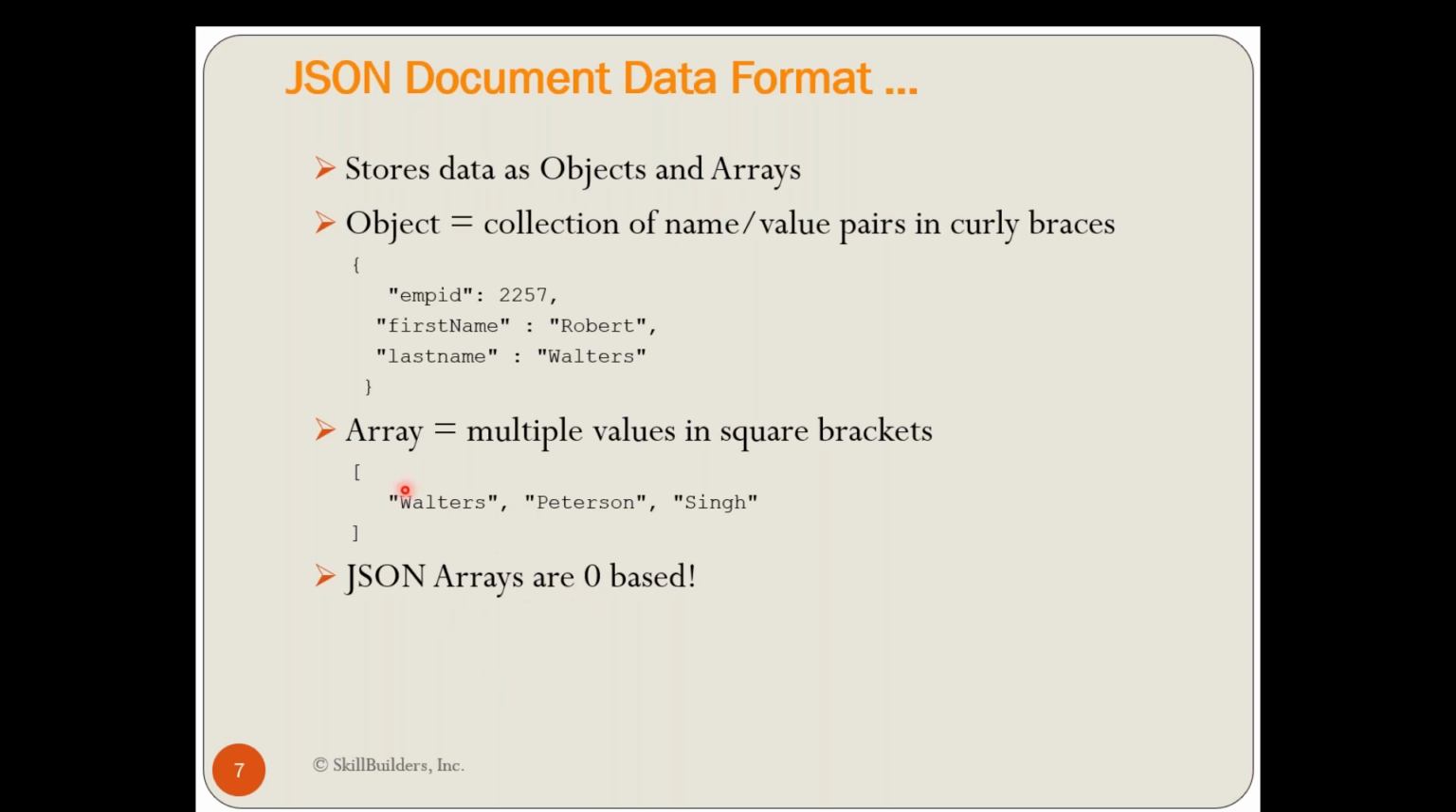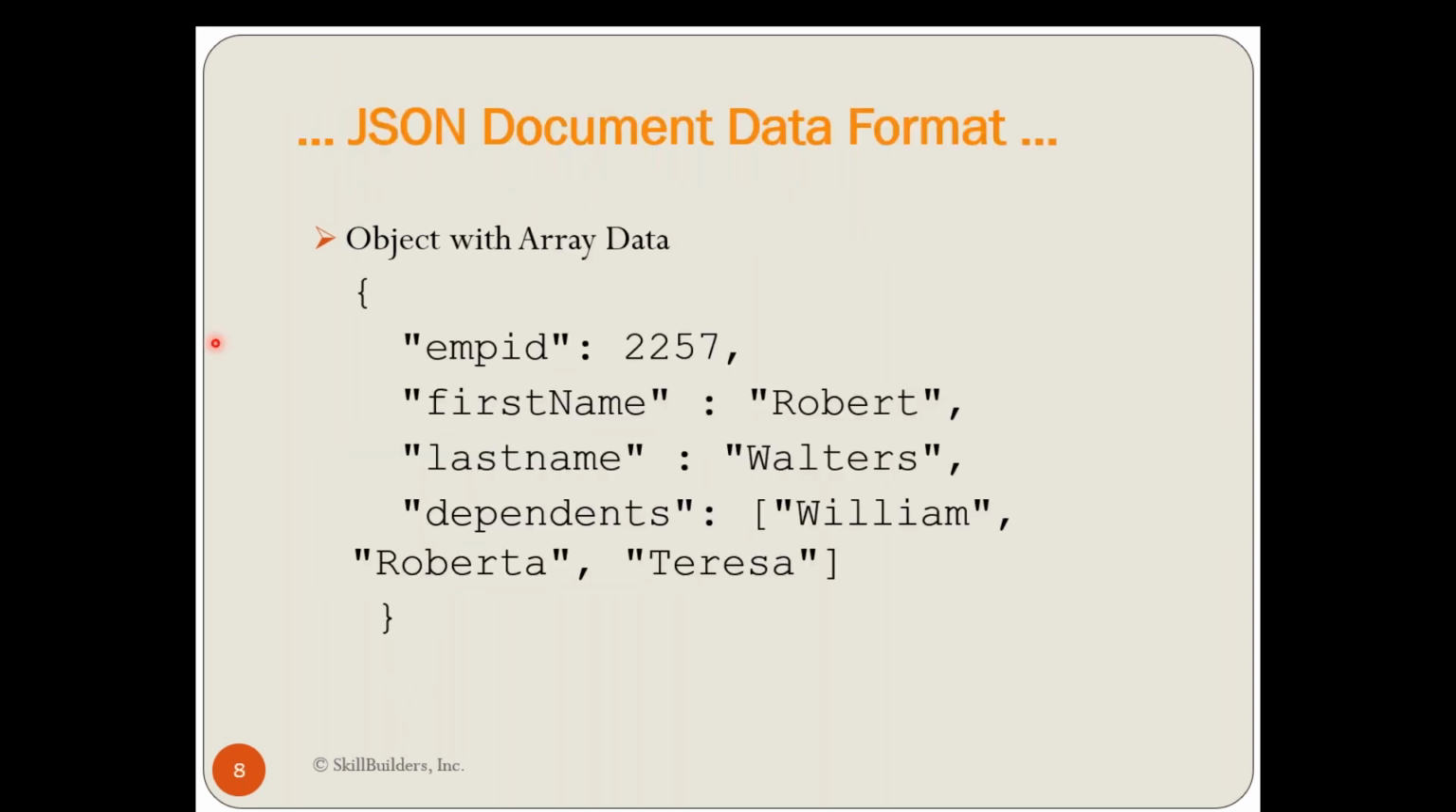Now, these values in an array could also be, each one could be an object. Each one could be another array. You can build these things one in another, and that adds tremendous flexibility and capability. So here's an object with an array of data. Name value pair, emp ID 2257, first name, last name, but the dependents name is an array, and there are 3 dependents. And there's your close brace, and that's a character string.